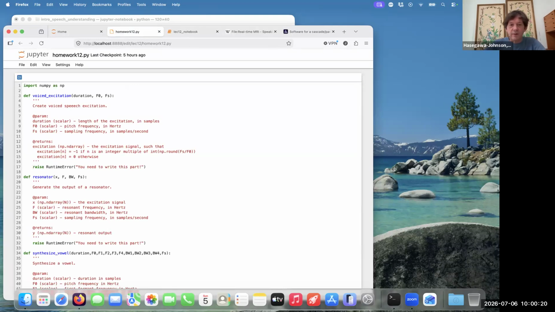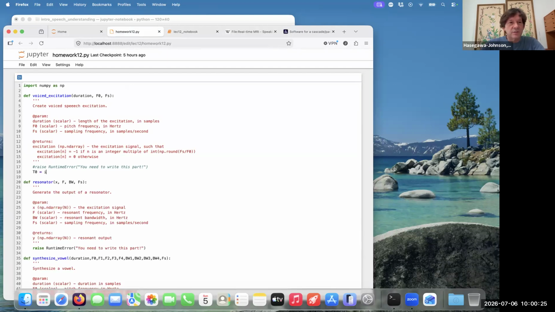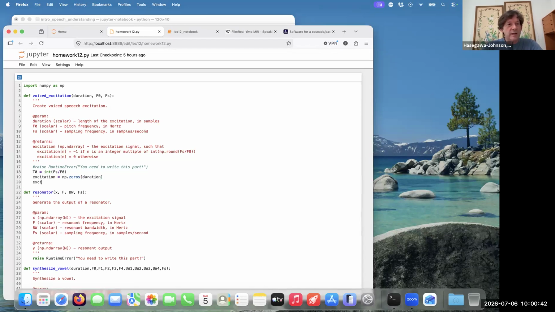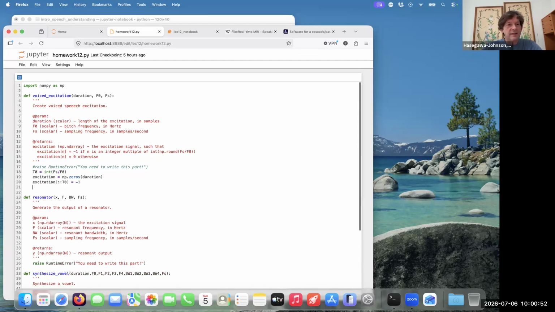We'll get rid of the runtime error. And we want to create, let's say T naught is equal to the integer of Fs over F naught. That's the pitch period in samples. We want to create an excitation signal, which will be zeros of a length of duration. And then we want to create -1 once every T naught samples. And I think that's all. Let's return that excitation and see if that solves the problem.